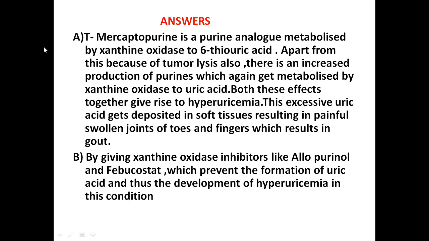Then how to treat this gout? B, answer: by giving xanthine oxidase inhibitors like allopurinol and febuxostat, which prevent the formation of uric acid, and thus prevent the development of hyperuricemia in this condition. Febuxostat can be given in oral form. This is the treatment for gout.